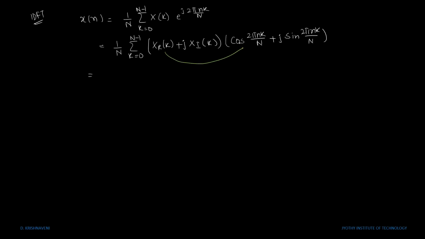So xr of k multiplied with cos and j xi of k multiplied with j sin will give xr of n. So I'll get 1 by n summation k equal to 0 to n minus 1 xr of k into cos 2 pi nk by n. j into j, I'll get minus xi of k sin 2 pi nk by n.